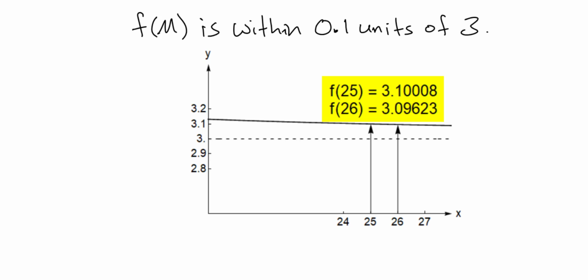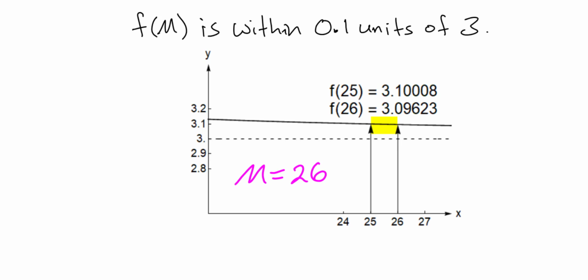That looks pretty good. That's like 3.1. Would that be our value for m, 25? Well, f of 26 is 3.09623. Which one should we use? We want to use m equals 26 because the y value is within 0.1 units. If x equals 25, we're still too big. It is outside of the allowed error.